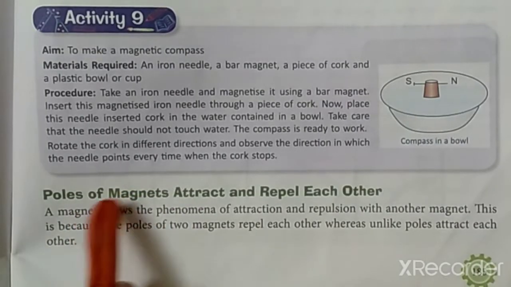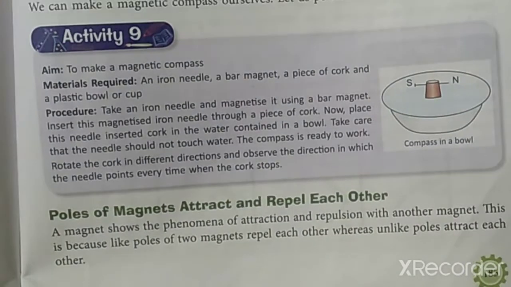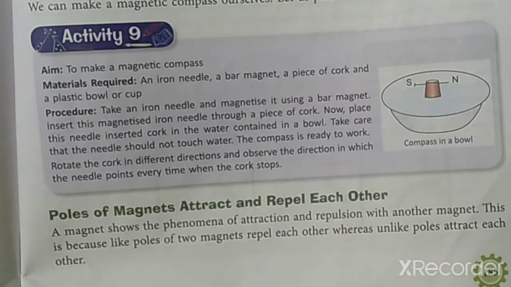Next, we have poles of magnets attract and repel each other. Poles of two magnets repel each other if they are like poles. Let us suppose I have two magnets and I have placed them with the same poles facing each other, north and north. They always repel each other. Like poles of two magnets always repel each other, and unlike poles attract each other.